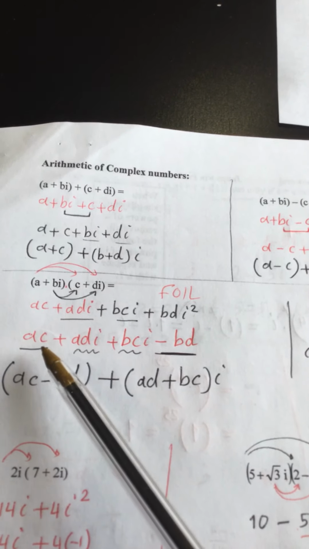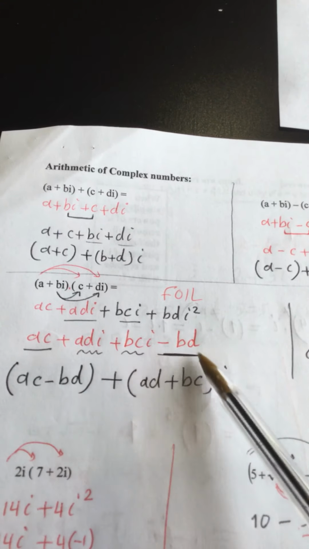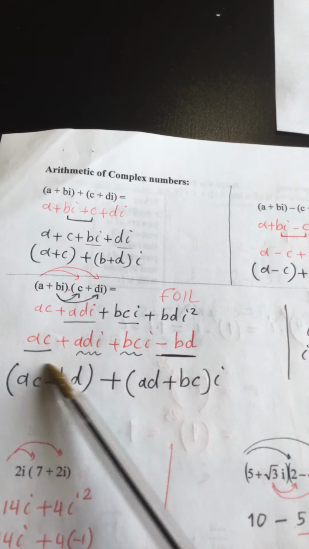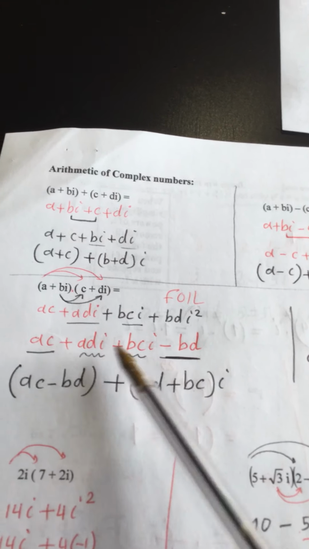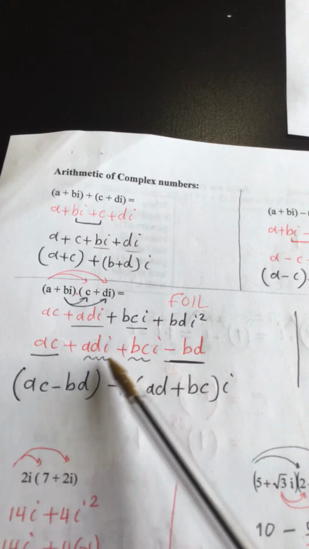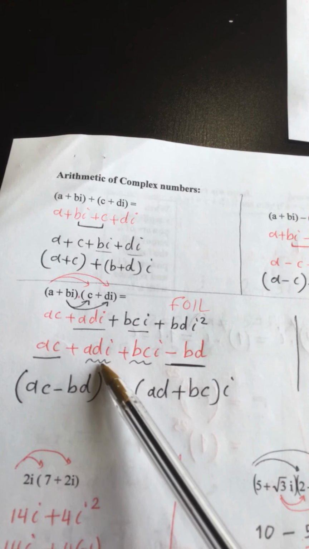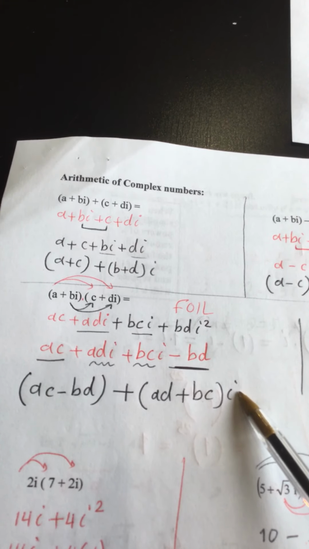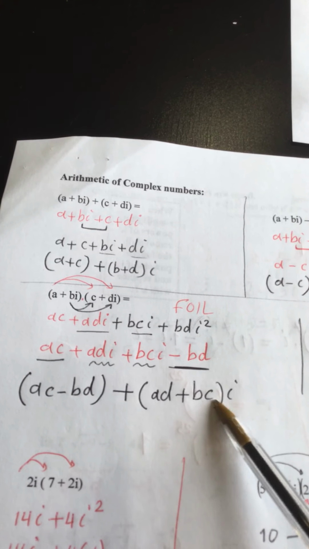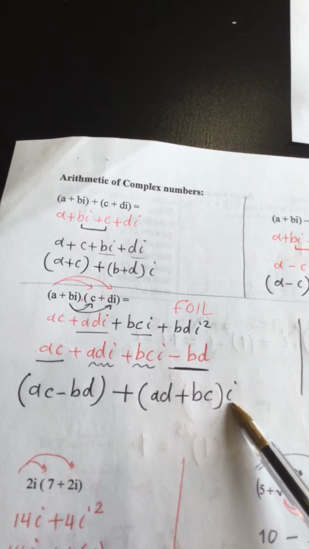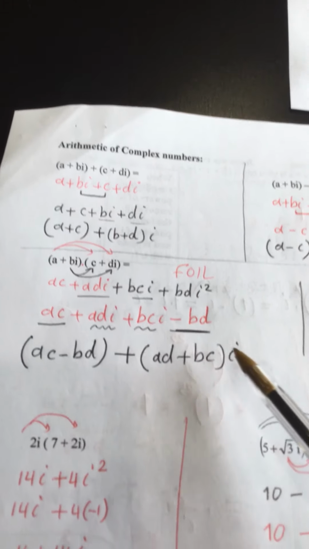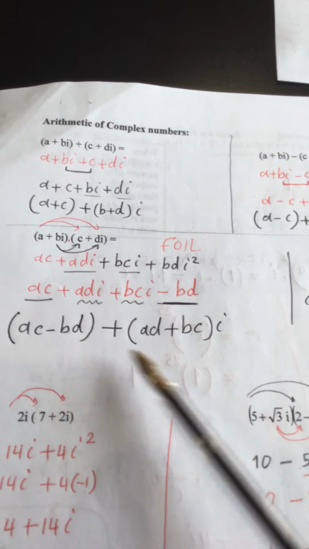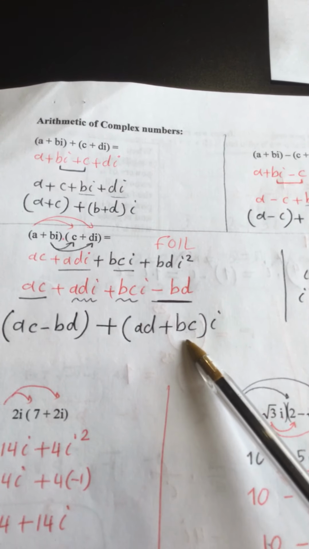So now combine like terms. Here ac with negative bd are real numbers, so ac minus bd together. Then these two also together. These two are the imaginary part. Factor out i, so we get ad plus bc times i. So now the result is also a complex number. The real part is ac minus bd. The imaginary part is ad plus bc.